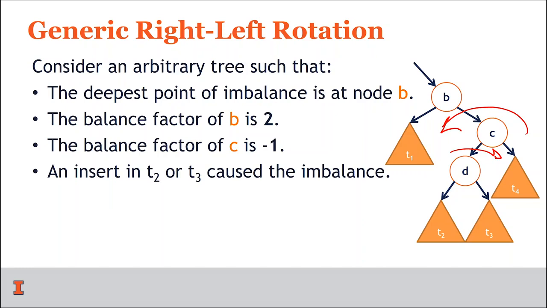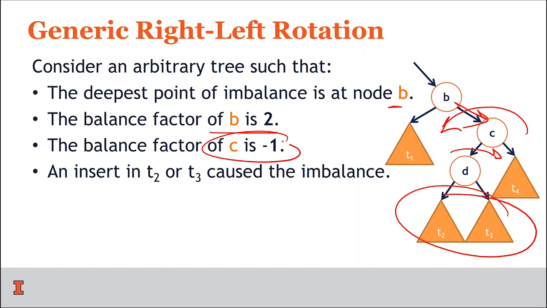So here, this right-left rotation is going to be required whenever we identify the point of imbalance in the tree B, the balance factor of B is 2, and then the balance factor of the node that follows B is going to be -1. An insert at T2 or T3 is going to cause this point of imbalance, and we simply need to do 2 different rotations to fix this imbalance.